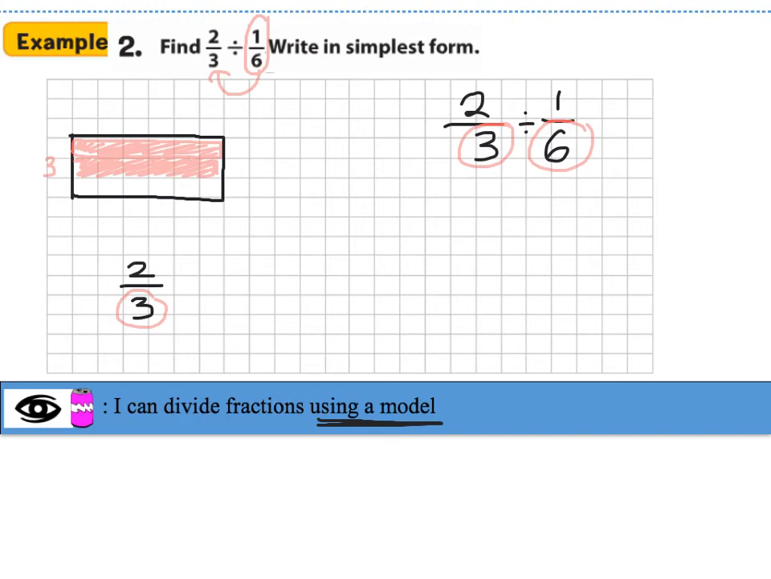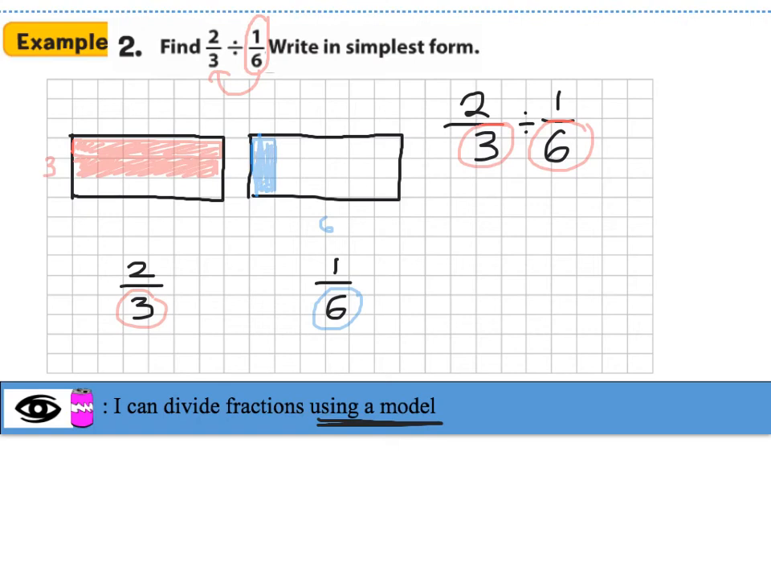I'm going to draw that same exact model right next to it, a 3 box high model by 1, 2, 3, 4, 5, 6 boxes long. But this model is going to represent 1/6. Pay attention to the denominators. That denominator says 6, so I'm going to look on the side that has 6 as my denominator, and I'm going to shade 1 column, because that is 1/6 of that candy bar.